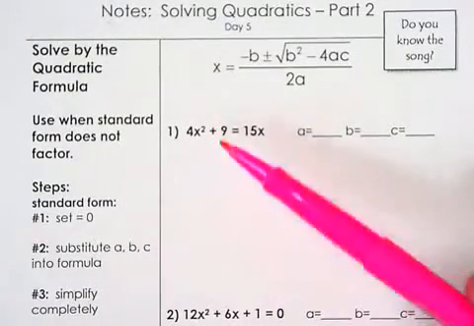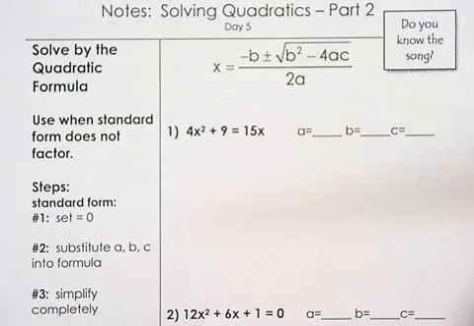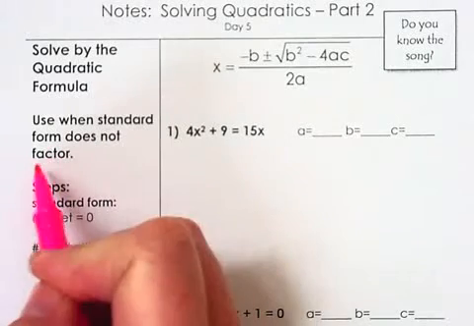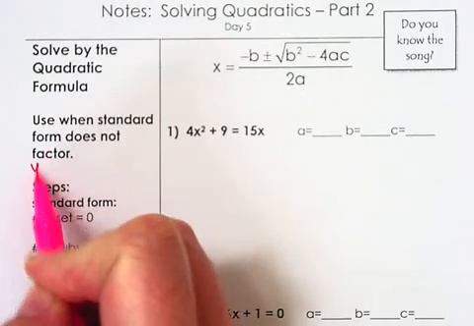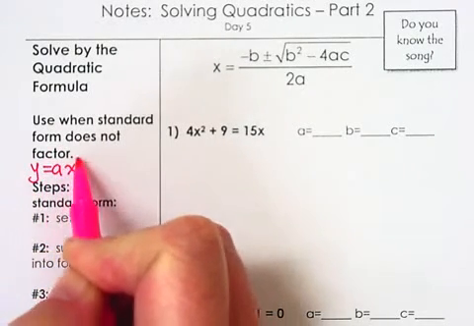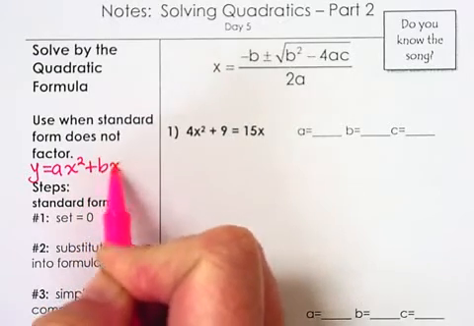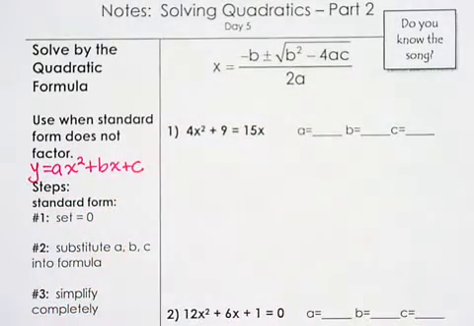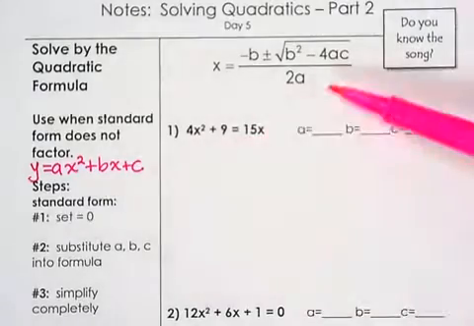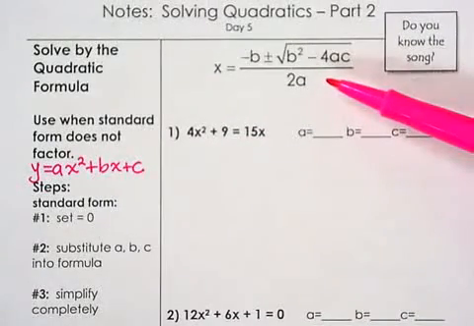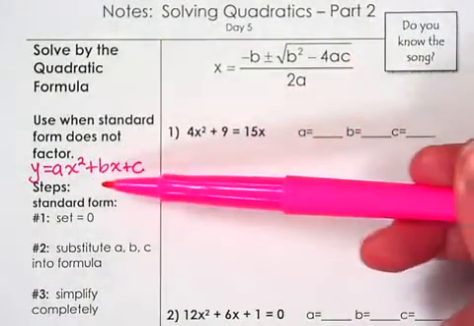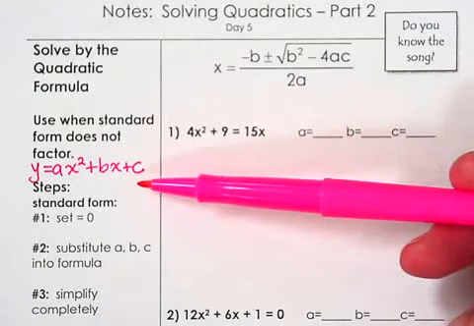What we do need to do in order to solve this, though, is we need to have our equation in standard form. So I want you to think of it as we have our equation y equals ax squared plus bx plus c. And that's where this a, b, and c come from. They come from those coefficients from standard form.